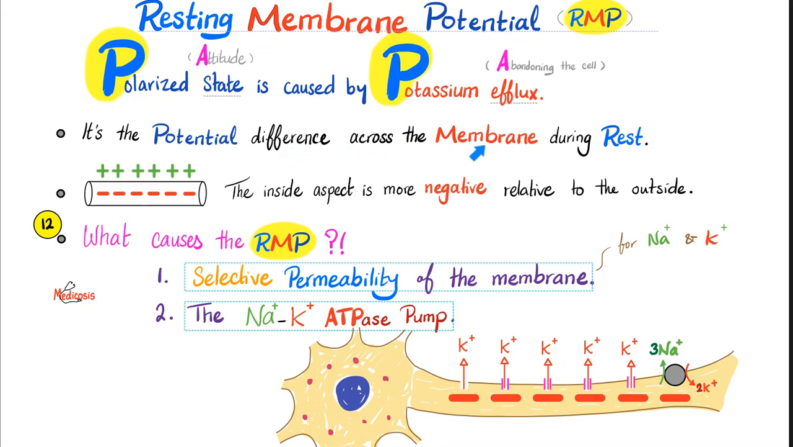What's the definition of the resting membrane potential? It's the potential difference across the membrane during rest. The inside is more negative and the outside is more positive, relatively speaking. Who caused the resting membrane potential? Selective permeability, and the sodium potassium ATPase.